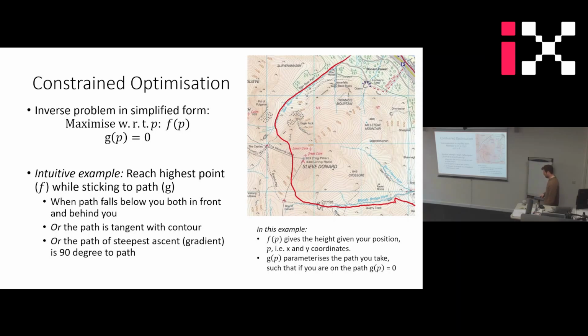Or alternatively, I'm on the path, I'm going along, and if I point in the direction of steepest ascent, it is 90 degrees to where I'm traveling. So those three things are all the same statement of I've reached the highest point while sticking to the path. So how does this relate to, okay, can we speak about this a bit more mathematically? And then after that, can we include the fact that this GP here, which is very, very nicely a path, is actually, you must respect this differential equation.